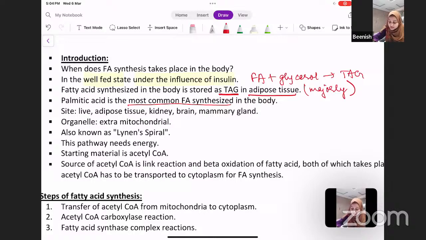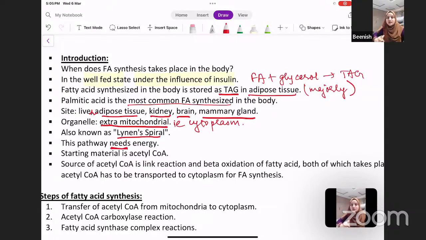The sites of fatty acid synthesis are the liver, adipose tissue, kidney, brain, and mammary gland. The organelle where it takes place is extra-mitochondrial, that is, it is a cytoplasmic cycle. It is also known as the Lynen spiral, named after the scientist who elucidated the maximum steps in fatty acid synthesis. Now, this pathway needs energy. Okay, so fatty acid synthesis requires energy.